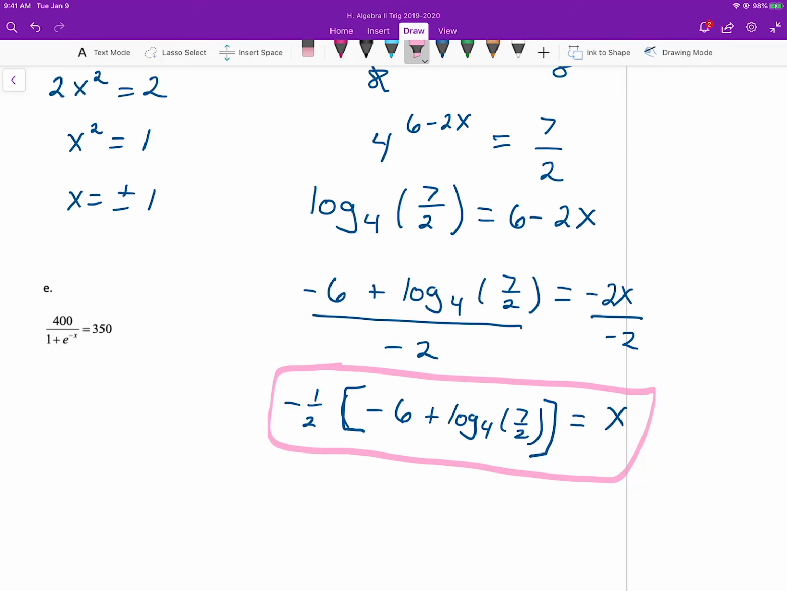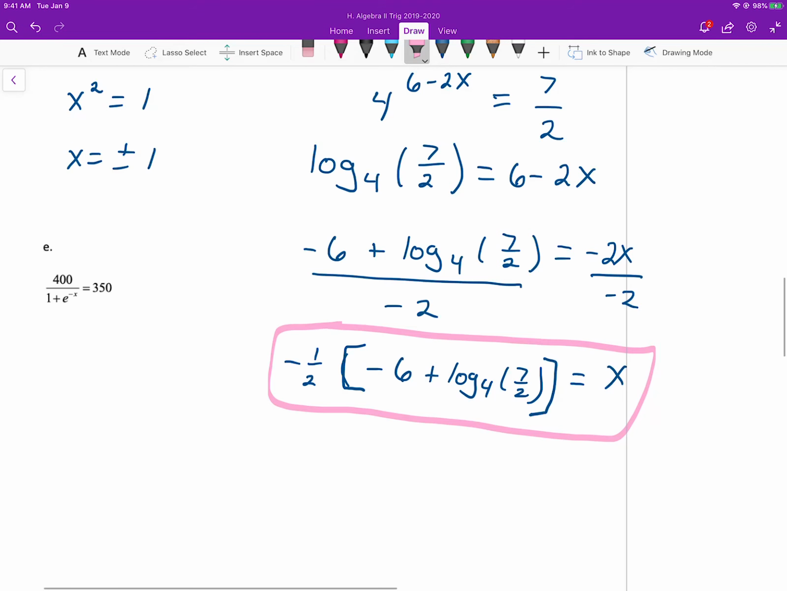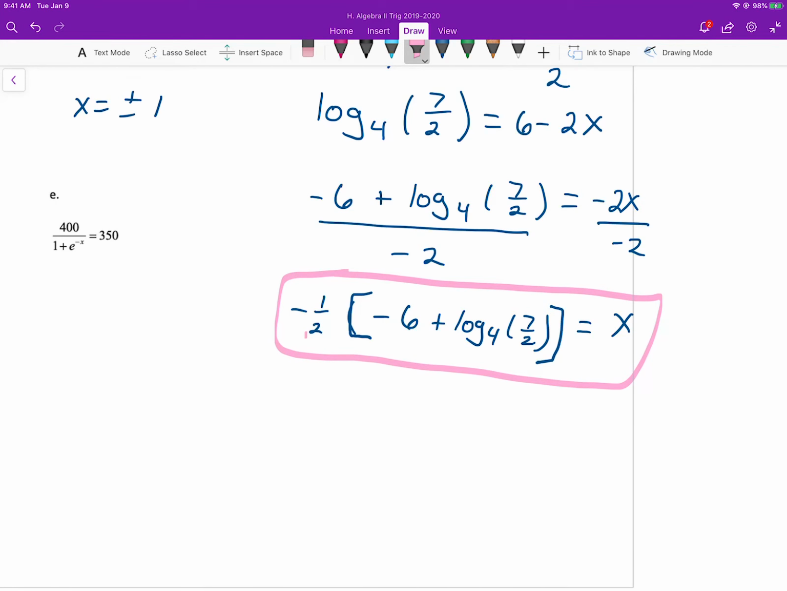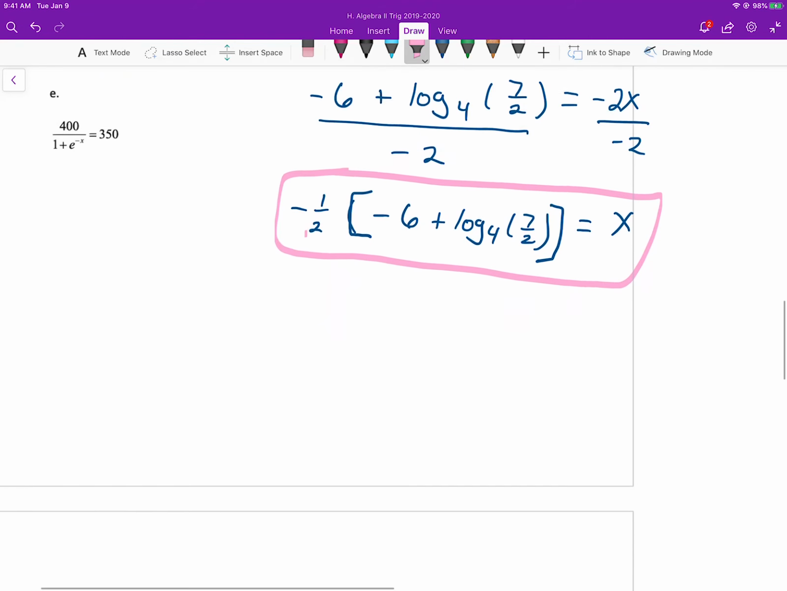That would be an exact answer on that one. If you wanted to make this first part a 3 and then bring the negative 1/2 to the second, log base 4 of 7/2, that's fine as well. Okay, that would be okay to do.